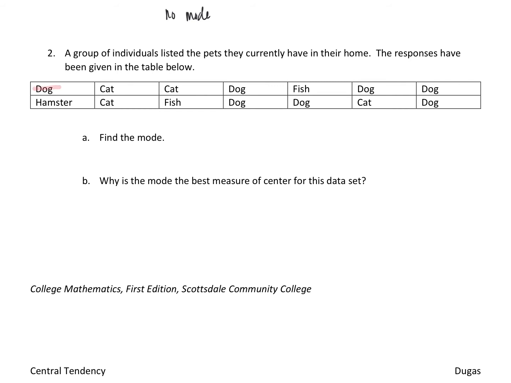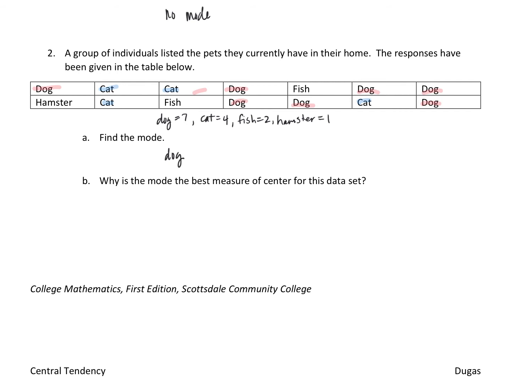So let's see. 1, 2, 3, 4, 5, 6, 7. It looks like dogs is 7. Cats, 1, 2, 3, 4. So cat is 4. Fish is 2. And hamster is 1. So dog appears the most, so that's the mode. So dog is the mode.